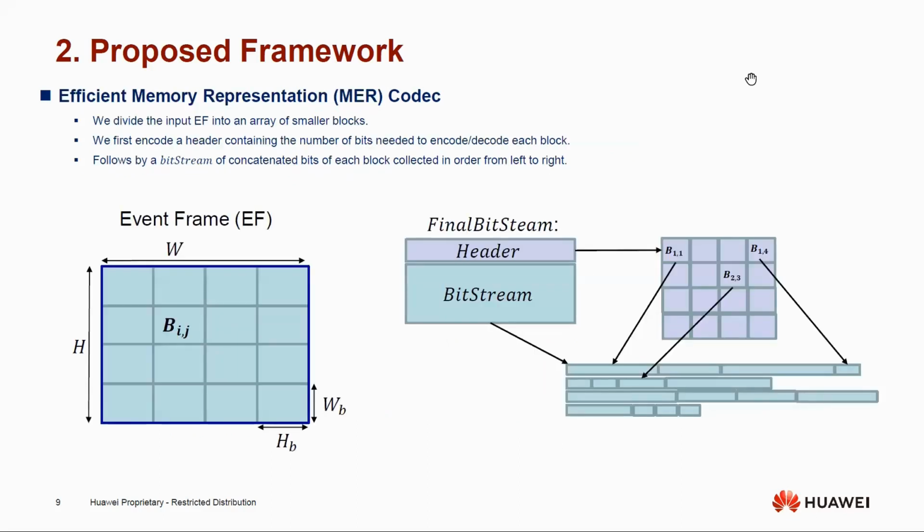The other method is called MER. The idea is to divide it into blocks. Each block will have a specific size. You can divide it whatever size you want. But what we propose is to have random access to any block. So that's why you codify each block and you use a header to signal how many bits you need to represent each one of the blocks. So how many bits you need to encode or decode, in this case, that specific block.